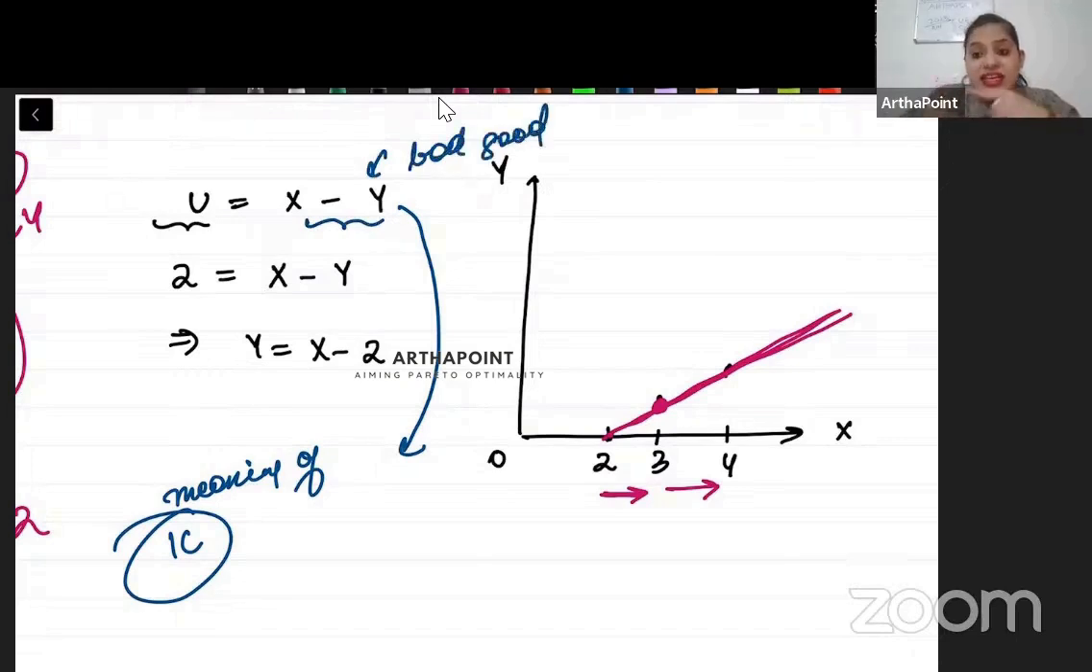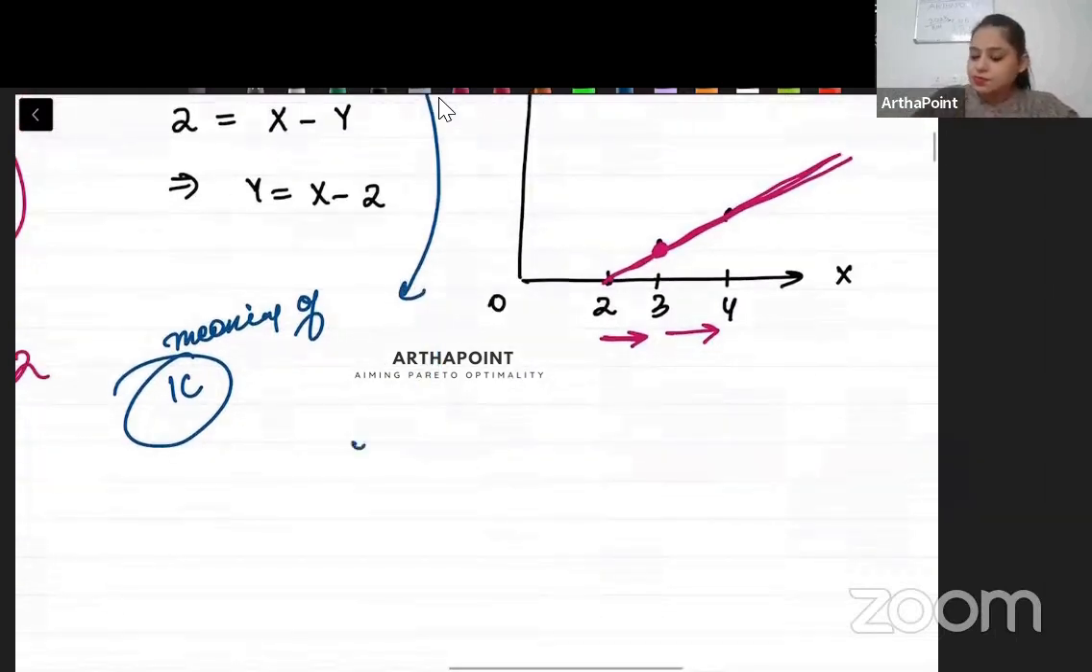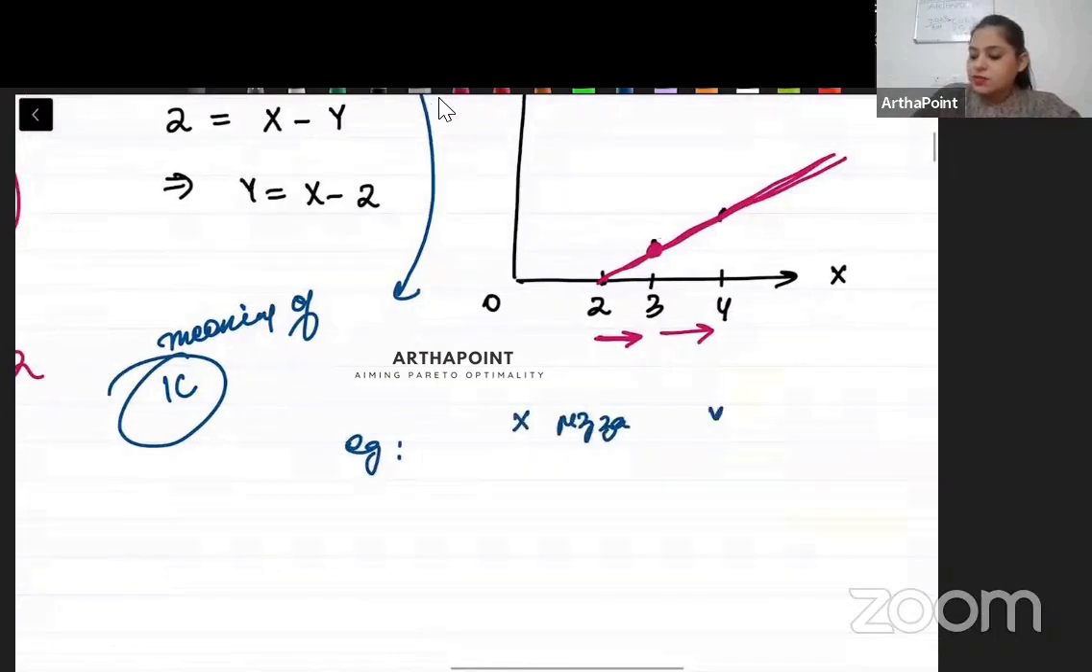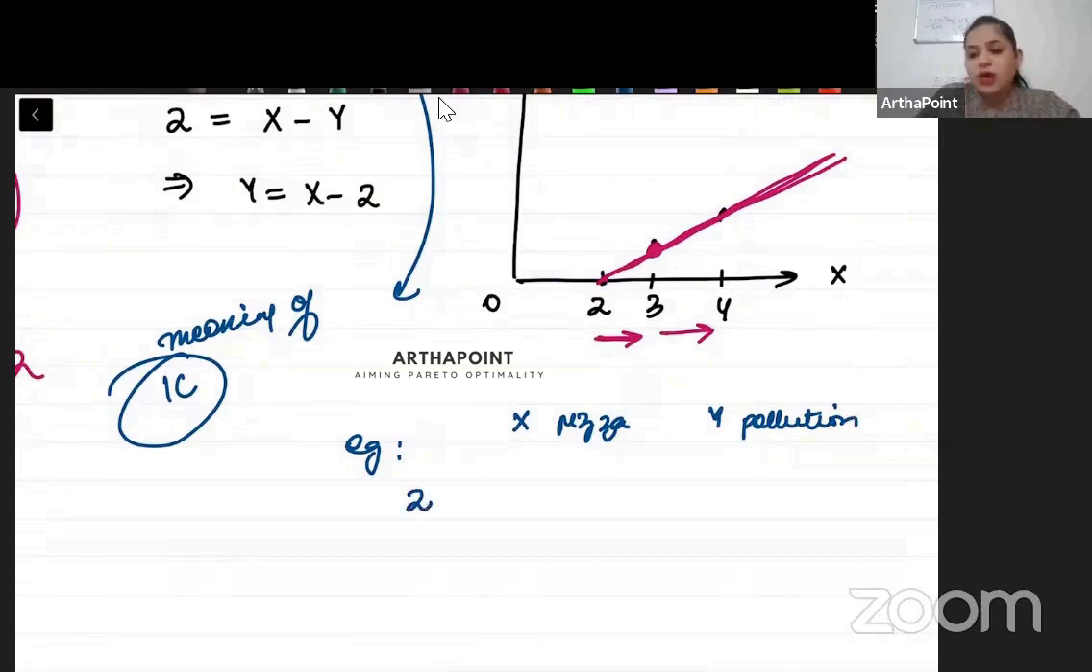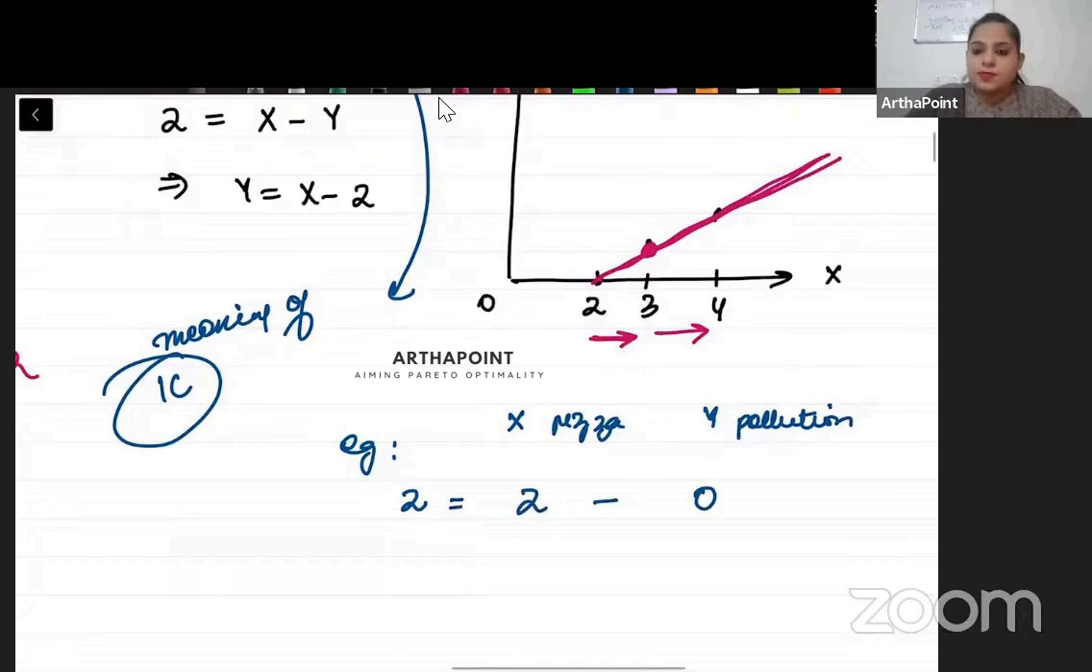When X increases my utility, Y pulls my utility down. So every time I increase X and I increase Y, my utility remains the same. Take an example. Let's say X is pizza and Y is pollution, right? And let's say that my utility is 2. How do we get this utility? Well, I have 2 pizzas and I have 0 units of pollution and I get a utility of 2.